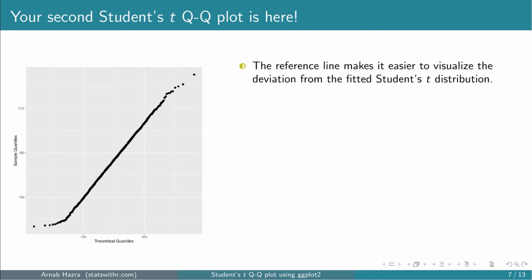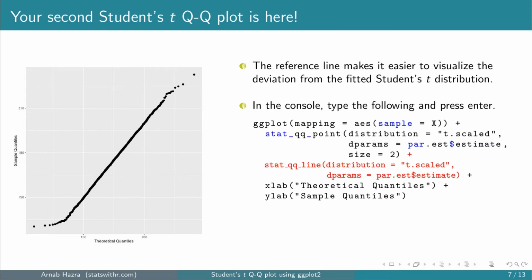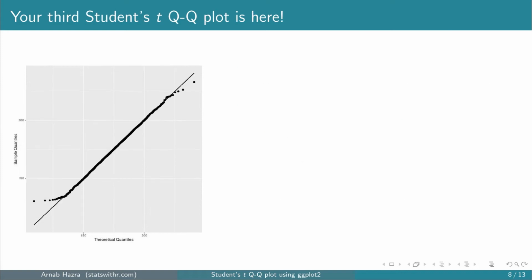In general, we always add a reference line to the qqplot, that is the straight line y equals x. This helps us to understand how much the data quantiles deviate from the theoretical quantiles. To do that, add stat_qq_line, then within brackets set the distribution equals t.scaled and dparams equals the fitted MLEs. Now press enter. Okay, you get your third student's qqplot using ggplot2.